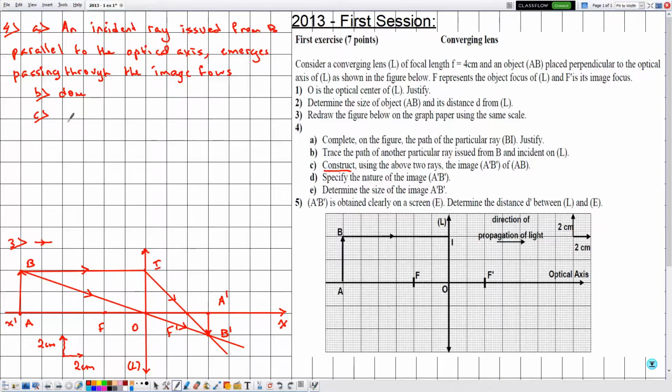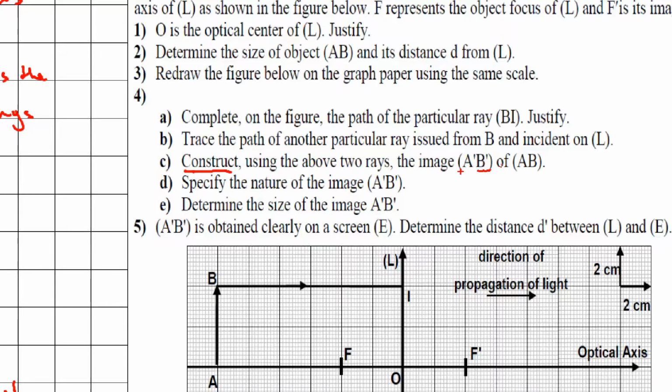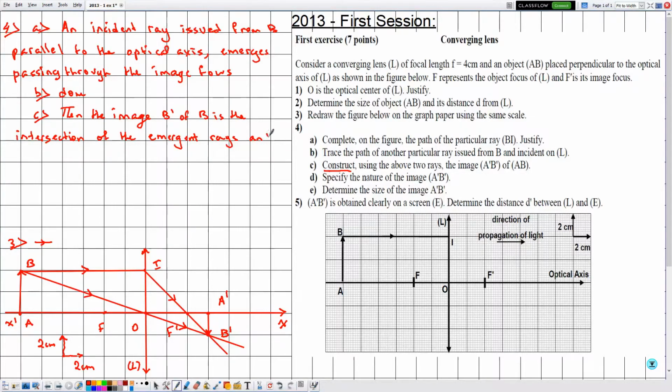Now let's do the justification. So what does the point B represent? Then the image B prime of B is the intersection of the emergent rays. So now we have justified the tracing of B prime. It's left to justify the tracing of A prime. What does A prime represent? A prime is the foot perpendicular of B prime on the optical axis.